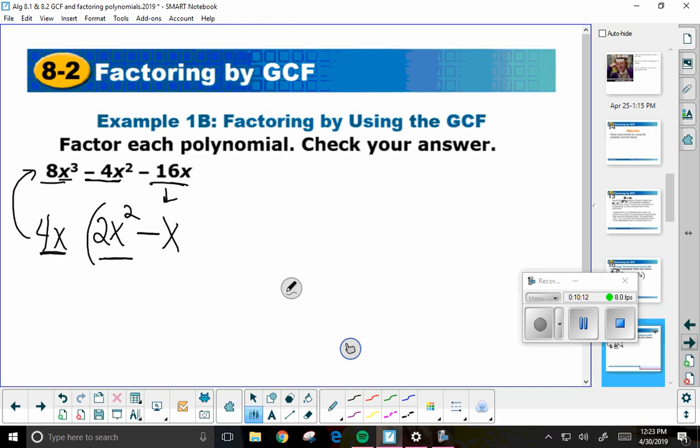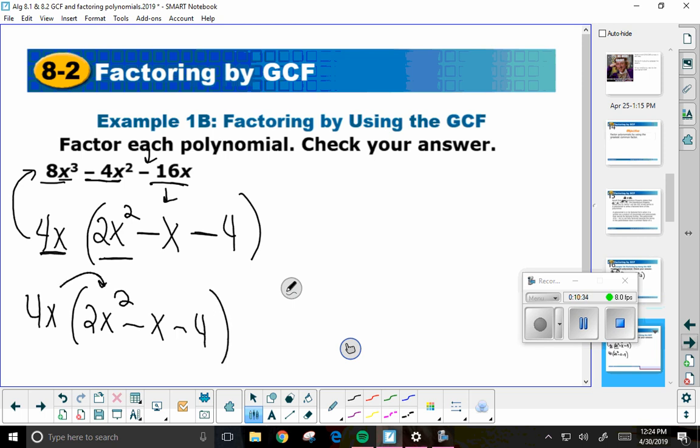What would I multiply by? I see this is a negative, so I know my negative is going to go here. 4x times what will get me negative 16x, and this is a negative 4. So if I multiply 4x times 2x squared minus x minus 4, I'm going to get the same polynomial that I started out with.